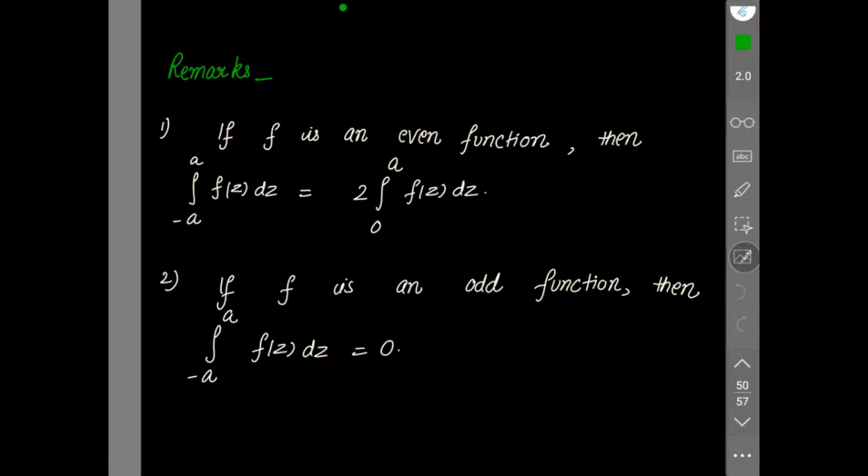There are some remarks. If f is an even function, then the integration from minus a to a of f(z) dz is equal to twice the integration from 0 to a of f(z) dz. This minus a to a changes to 0 to a, with twice the integral. Second, if f is an odd function, then this integration is 0.